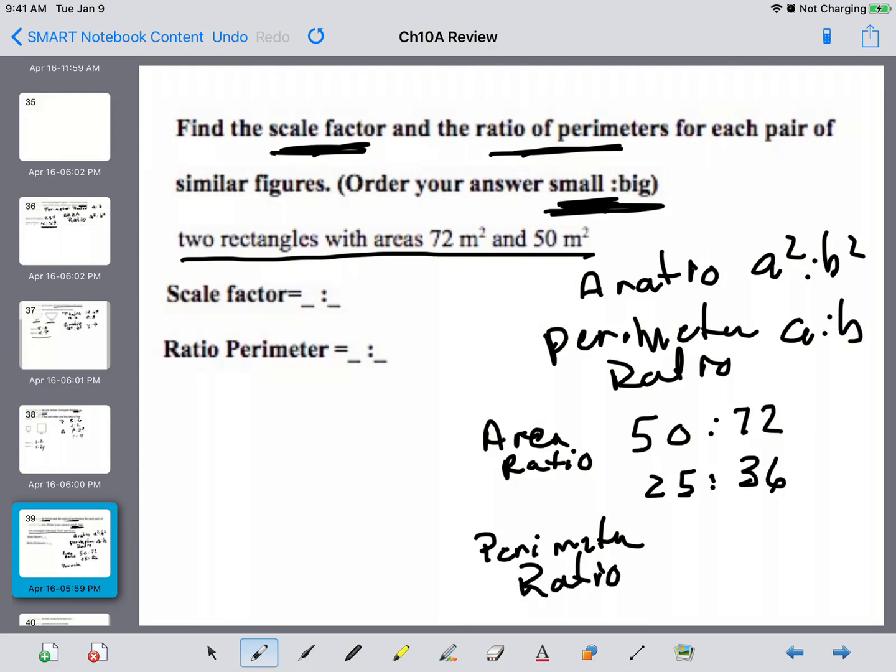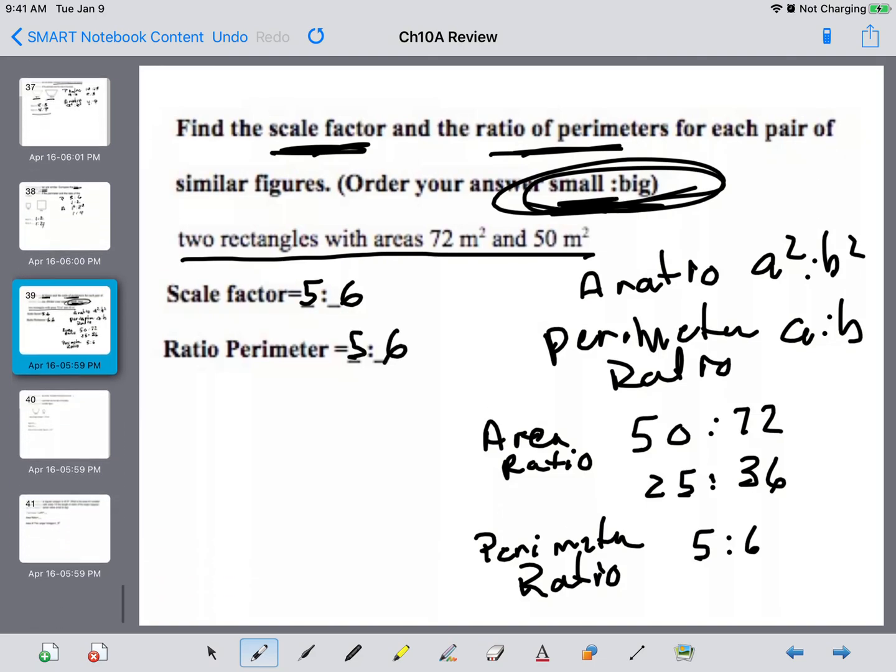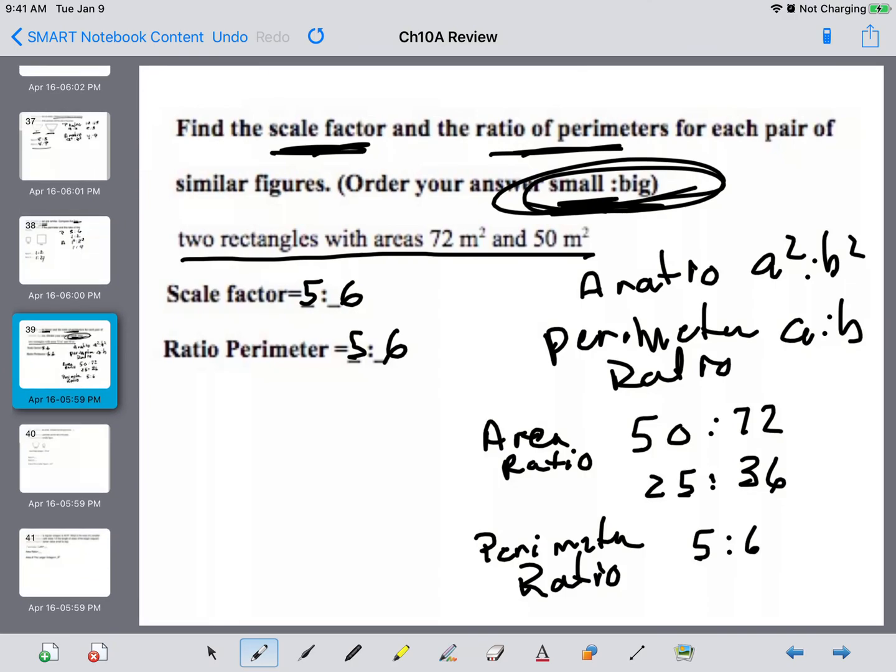And my perimeter ratio is the square root of 25 and the square root of 36, which is 5 to 6. So scale factor and perimeter ratio are the same, and they asked me to do it small to big. Well, the small number is 5, the big number is 6, and that is my answer for that. Be careful, reread your question.